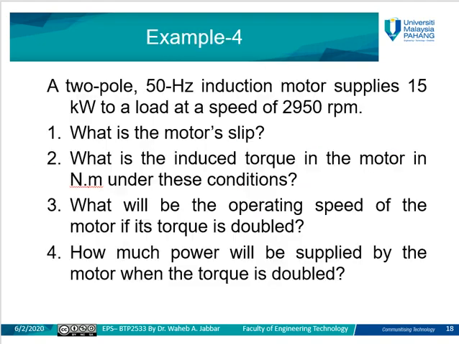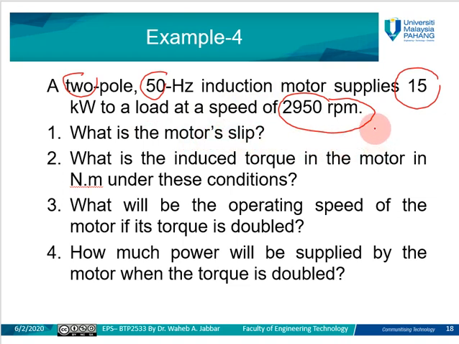Okay, so in this example here, we have two poles. That means the number of poles is 2. A 50 hertz induction motor supplies 15 kilowatts to the load. So this will be the power to the load, and here will be the machine speed or the motor speed. What is the motor slip here?